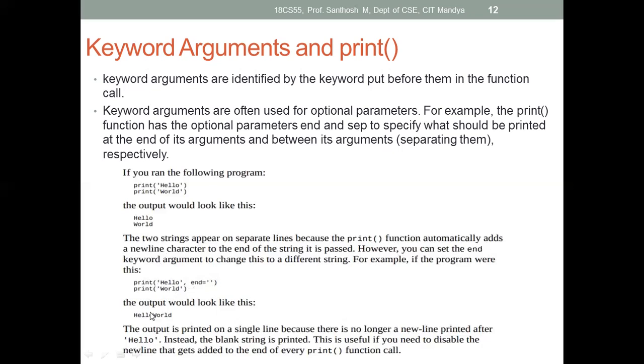So here you see the output would look like this, hello world. But by default, the print function jumps to the new line after executing the particular statement. By default it will call the slash n, the new line character. But if you use the end keyword, it will avoid the jumping to the new line character. So for that you have to use the end keyword.